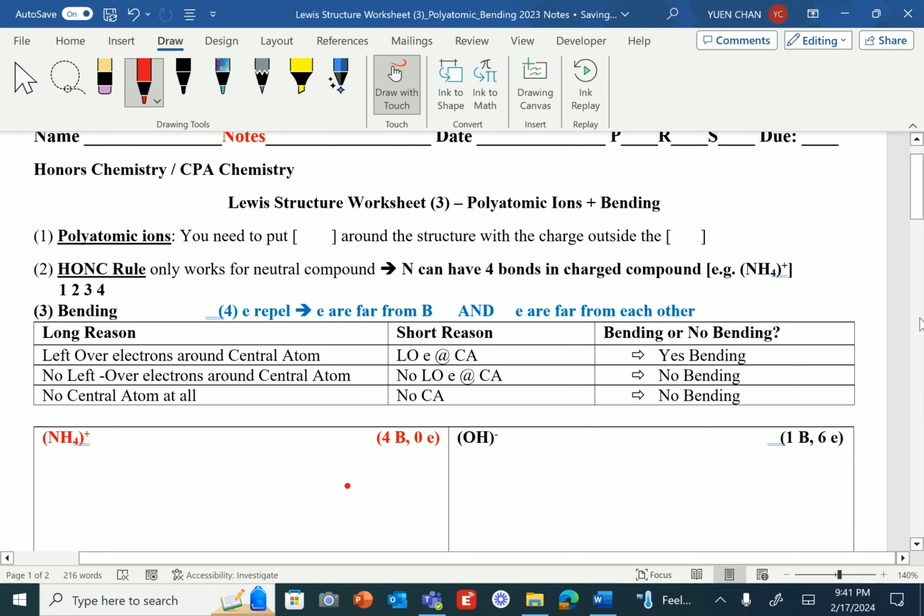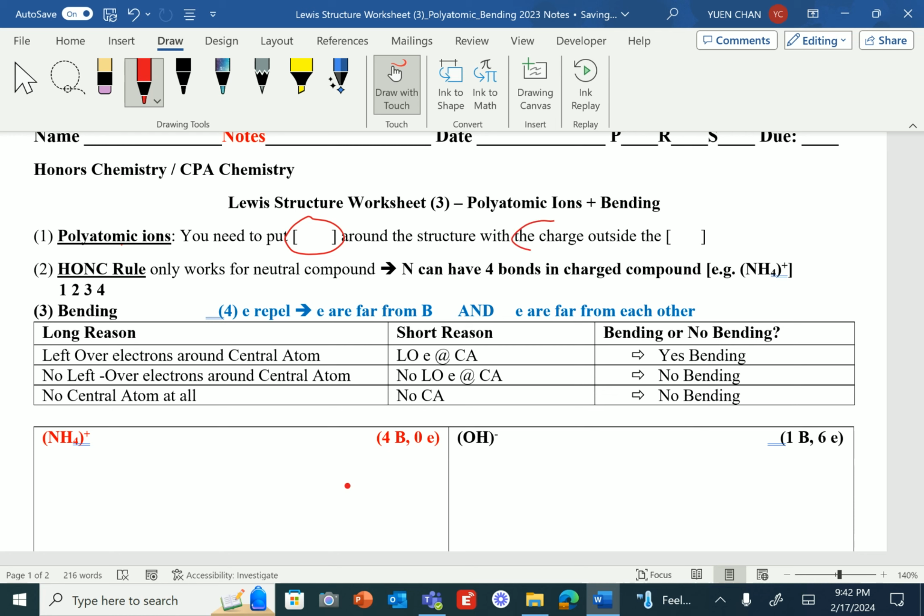And also there are some pictures we need to bend, and some pictures we cannot bend, and that will be for two-dimensional structure. And when we go to the three-dimensional structure later, that will tell exactly how the structure looks like. So there are a few rules that I would like to go over before I start. Rule one is when we have a polyatomic ion, you will need to draw a bracket around the structure and also put the charge outside the bracket.